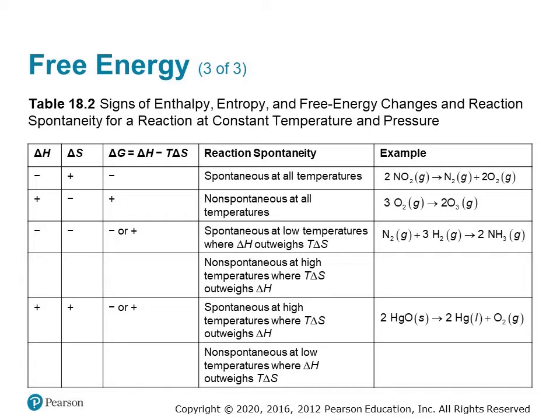Things become a bit more interesting when delta H and delta S have the same sign, either both positive or both negative. If both delta H and delta S are negative, the reaction in question will be spontaneous only below a certain temperature, where delta H outweighs T times delta S. Above this cutoff temperature, the reaction becomes non-spontaneous. Conversely, when both delta H and delta S are positive, the reaction will be spontaneous only above a given temperature, where T times delta S outweighs delta H. Below this temperature, the reaction will be non-spontaneous.